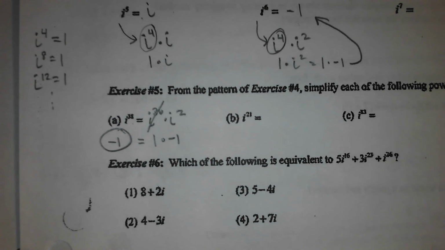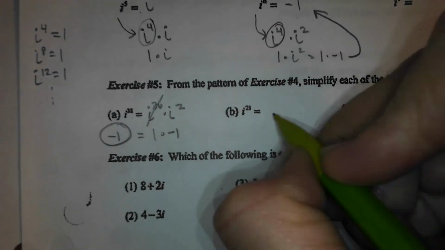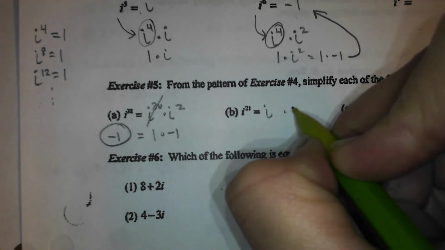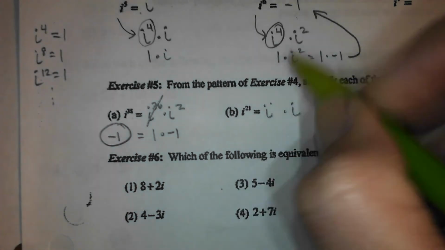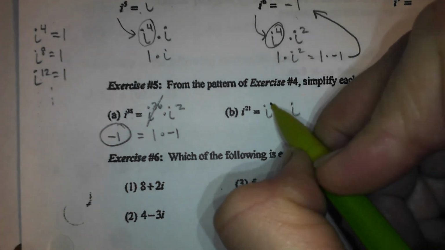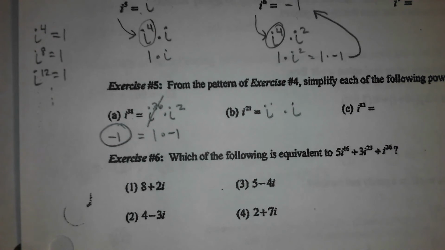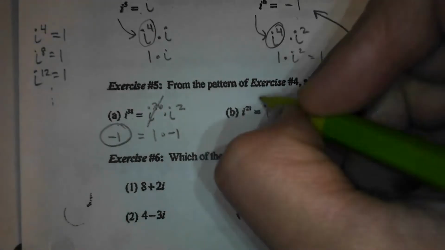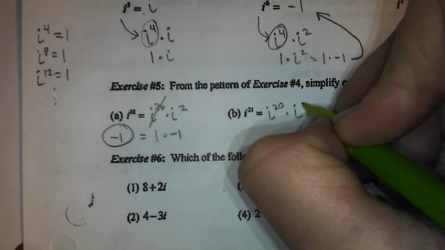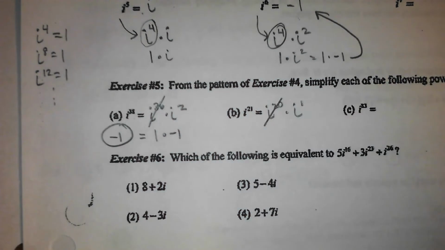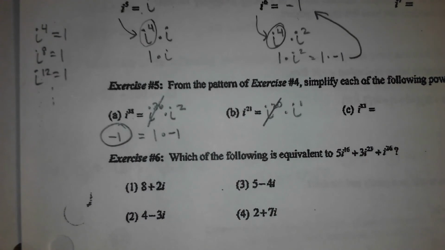So how would you break down I to the 21st power, Jason? There's a bigger one. Go up 4 more. I to the 20th times I to the 1st. And the I to the 20th just cancels. And I to the 1st is just I.